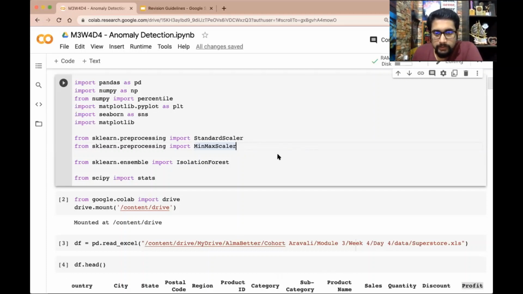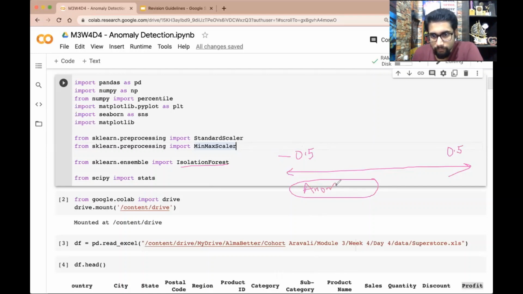Okay, so here what happens is that it gives you a score between -0.5 and 0.5. This is the whole range. And anomalies are basically values which come on this side. So this part is anomaly, and these are normal. So it gives you a score for each particular row in the data set, and basically negative values are kind of anomalous. So this is what this isolation forest gives.